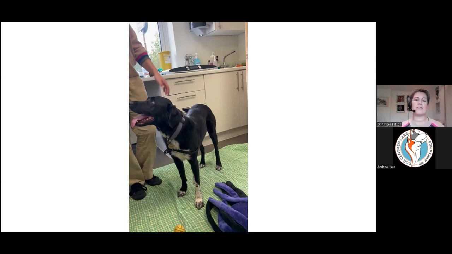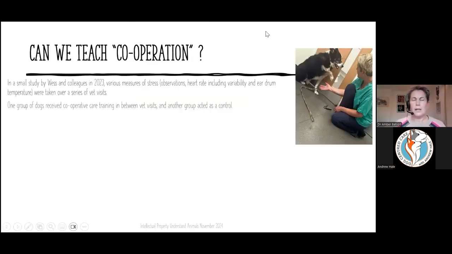But bearing in mind this is a dog we couldn't get into practice, who was lunging and biting, who was untouchable. He's done extremely well and literally over only a few sessions. So when we think about that type of approach, we do need to keep asking ourselves, can we ever truly teach cooperation? There was a study done in 2023 that looked at this.